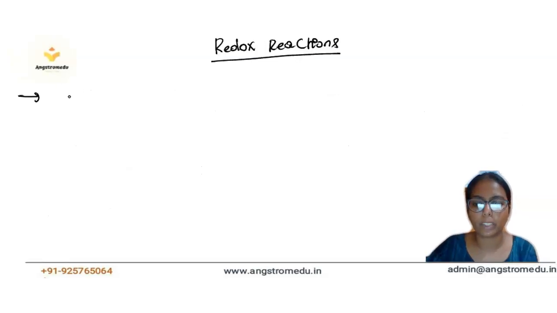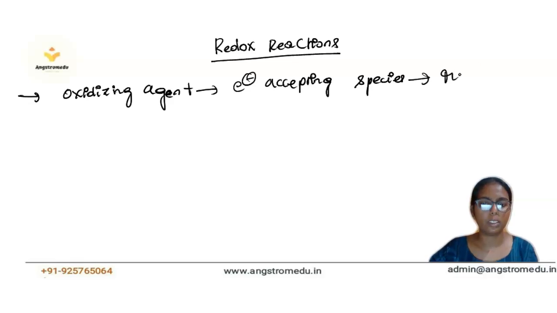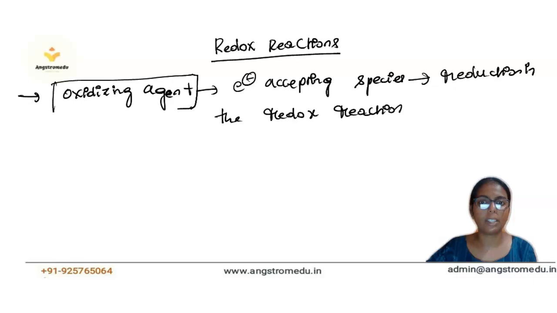Next, look at the concept of oxidizing agent and the reducing agent. First let's look at what oxidizing agent means. The oxidizing agent is defined as the electron accepting species, which tend to undergo reduction in the redox reaction. So the oxidizing agent itself undergoes reduction.